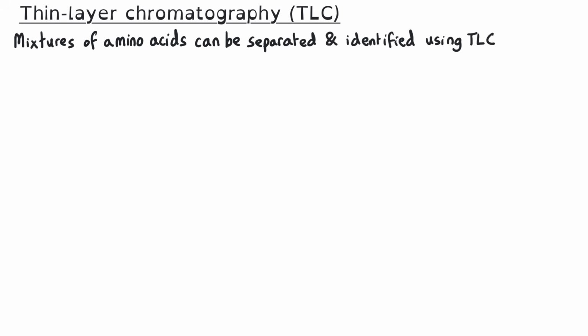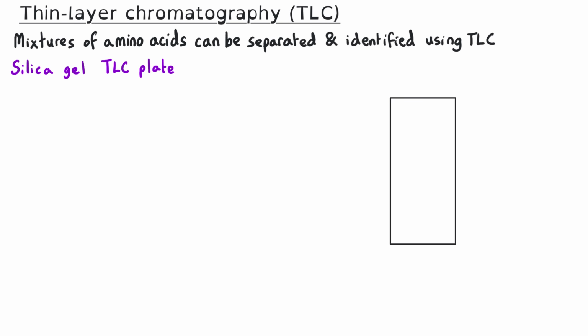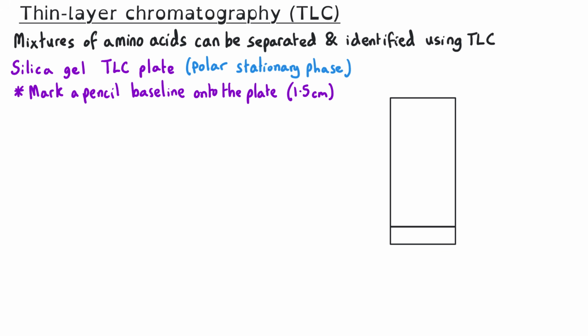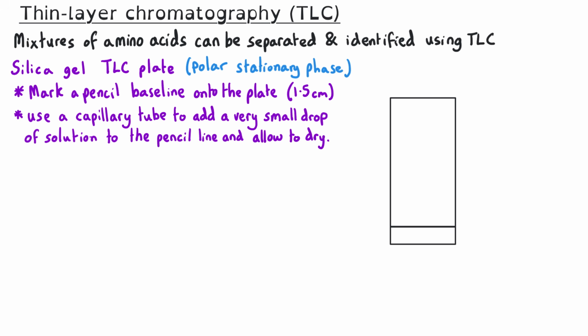Thin layer chromatography, often abbreviated to TLC, can be used after a protein has been hydrolyzed to separate and identify the amino acids present in the resulting solution. The most common stationary phase used in TLC is silica gel, which is highly polar. To carry out a TLC, you'd mark a pencil baseline onto the plate about 1.5 centimeters up from the bottom. Then we would use a capillary tube to add a very small drop of the solution of amino acids to the middle of the pencil line and allow the spot to dry completely.